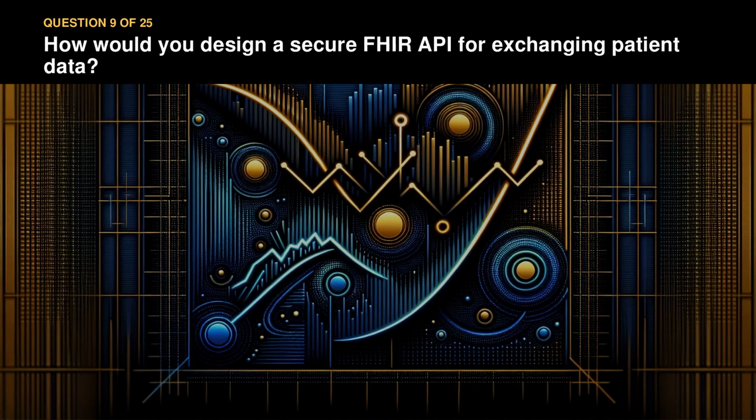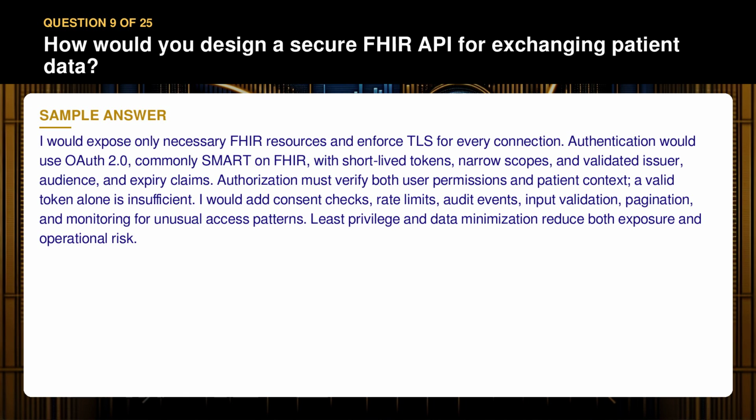Question 9. How would you design a secure FHIR API for exchanging patient data? I would expose only necessary FHIR resources and enforce TLS for every connection. Authentication would use OAuth 2.0, commonly SMART on FHIR, with short-lived tokens, narrow scopes, and validated issuer, audience, and expiry claims. Authorization must verify both user permissions and patient context. A valid token alone is insufficient.